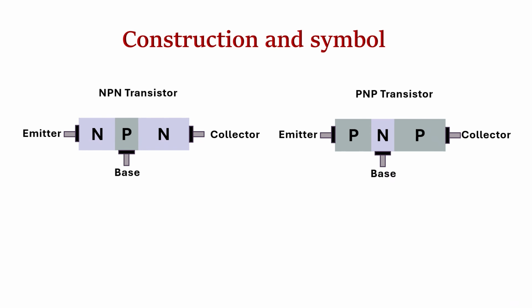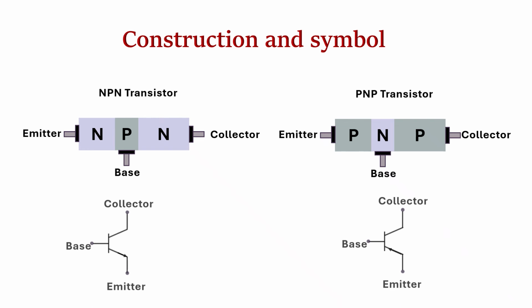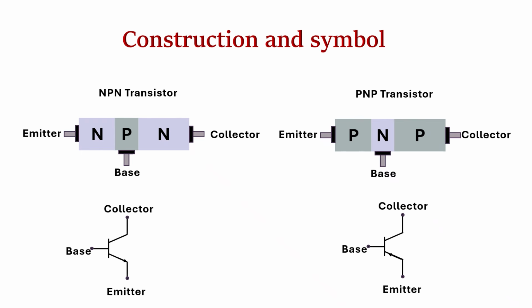A transistor is formed by joining three semiconductor regions. Depending on the arrangement, we get NPN or PNP transistors. NPN transistor. It is the most common type. Current flows from collector to emitter. Current flows when base voltage is positive relative to emitter. It is most commonly used in electronics due to higher electron mobility.